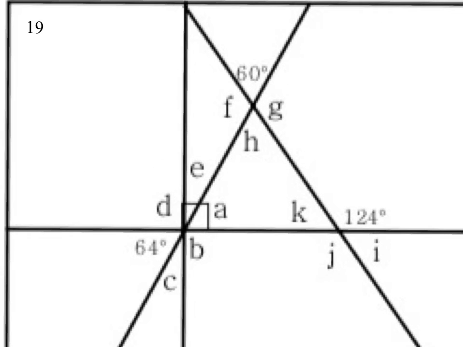So right here I see this angle is vertical from H, so H is going to be 60. This is vertical from J, so J is going to be 124. 64 is directly vertical from A, so A is going to be 64. And those are all the vertical angles.